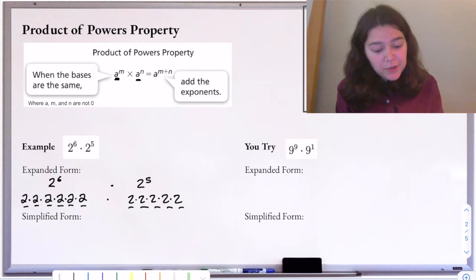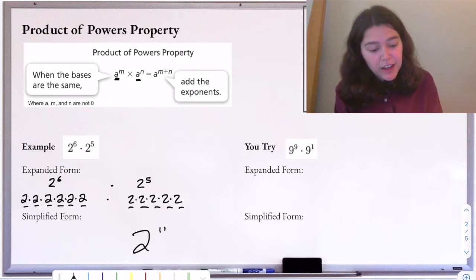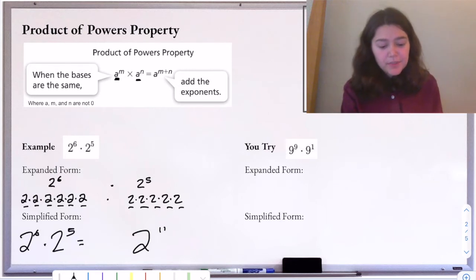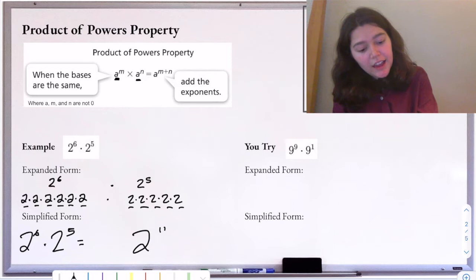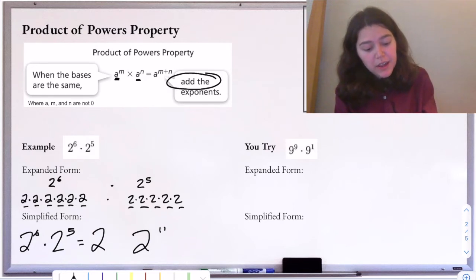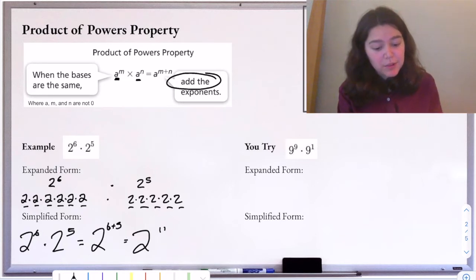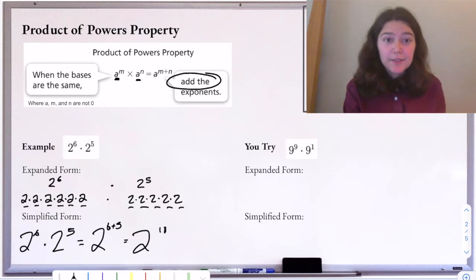But the faster way of doing that versus writing it all out, even though we are going to do that for a while to get better at this and to understand where the rule is coming from, is we add the exponents and keep the base. So we keep the base of 2, we add the exponents of 6 plus 5, and 6 plus 5 is equal to 11. So the simplified form here is 2 to the power of 11.